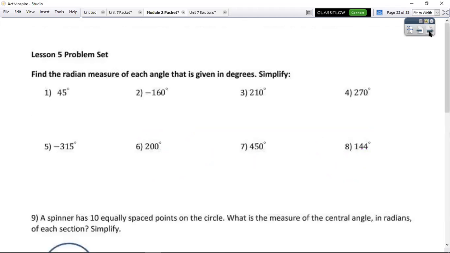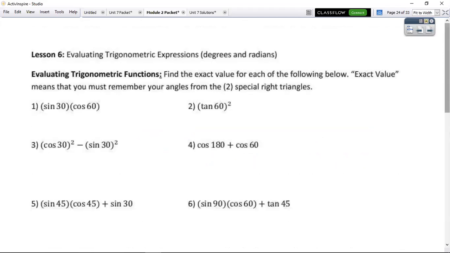All right, flip all the way over to day 6 then, please. And what we're going to move into is evaluating with exact value. Now, what you need to be able to do these is all those special angle measures that you've learned in the past. So I will do this. On the top here, I'm going to draw in your 30, 60, 90 triangle and your 45, 45, 90. All right, here's your 30, 60, 90.